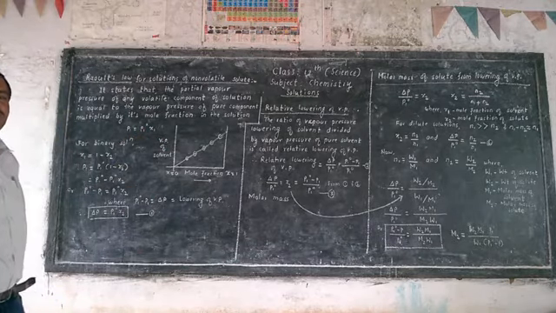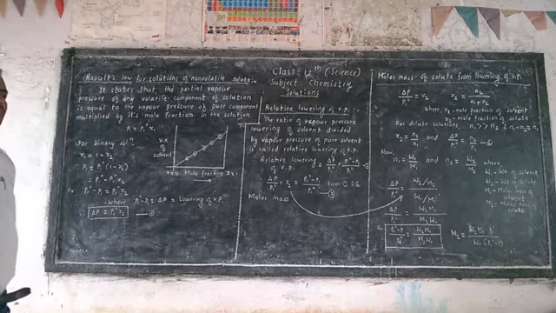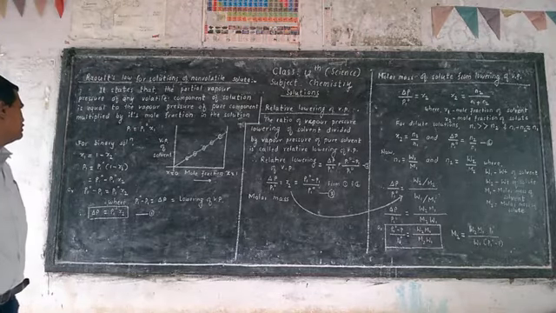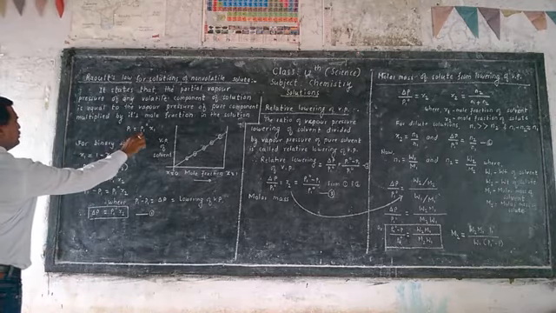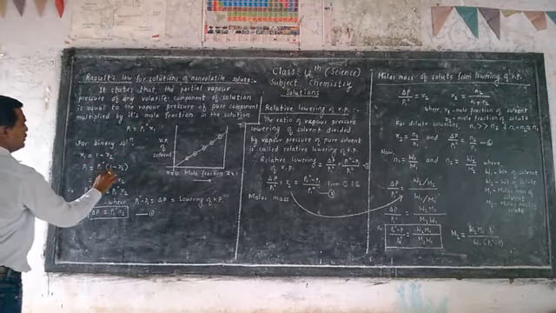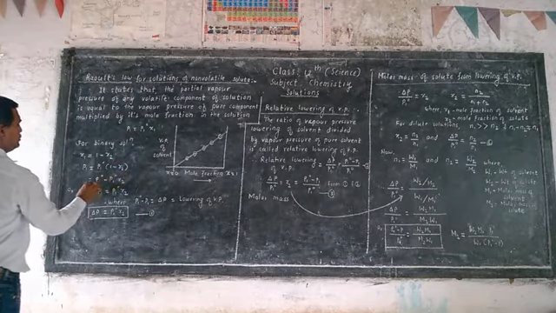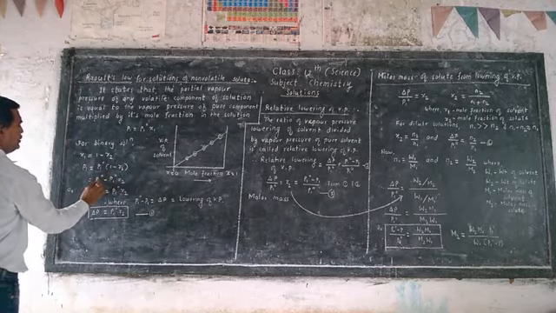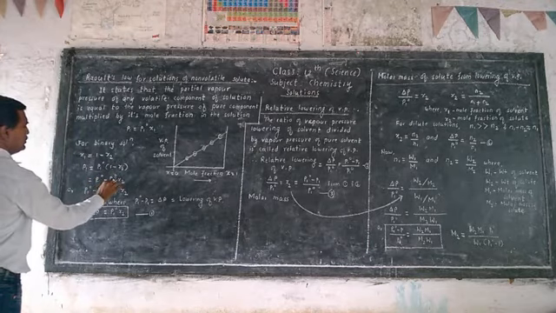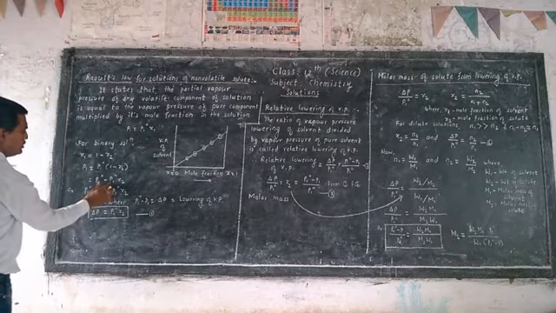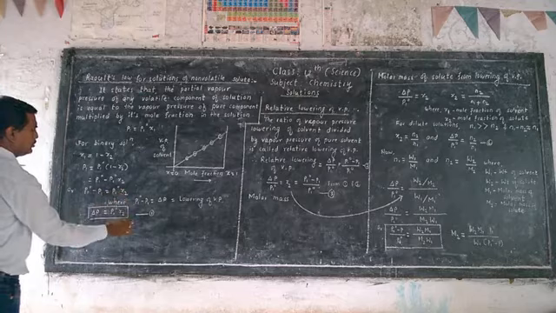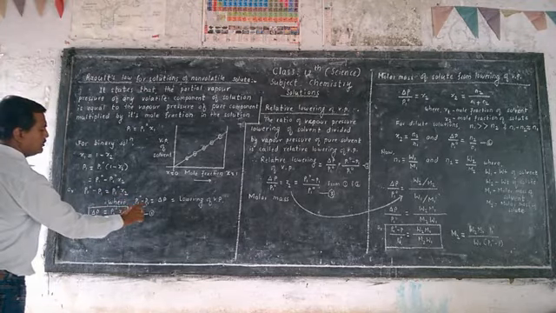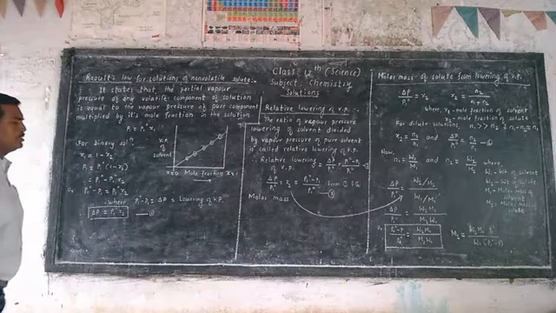For a binary solution, X1 plus X2 equals 1. Therefore, P1 equals P1° into (1 minus X2). Solving this bracket, P1° into 1, P1° minus P1° into X2. Or rearranging, P1° minus P1 equals P1° into X2, where P1° minus P1 equals delta P. It is called the lowering of vapor pressure.